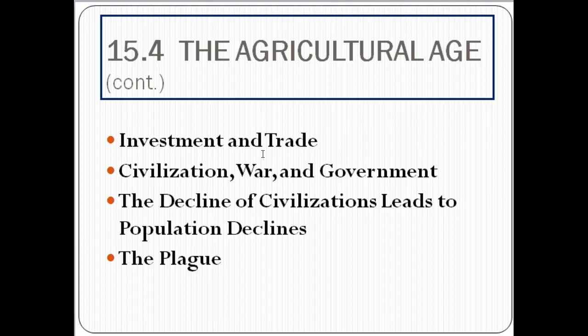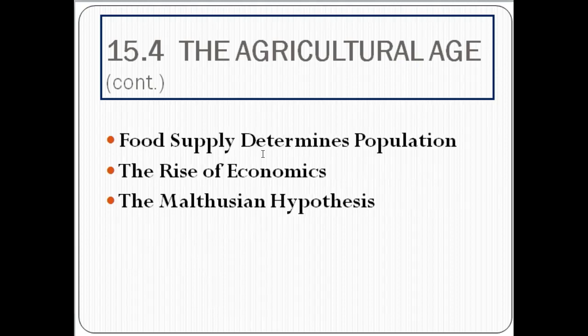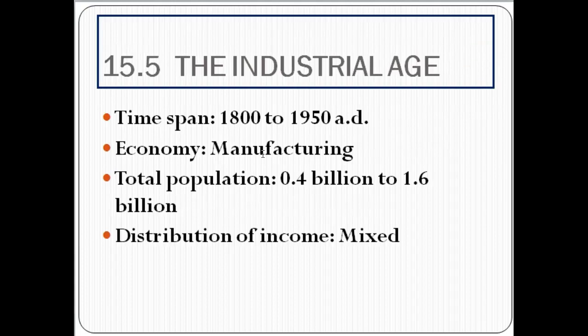The Malthusian hypothesis basically said that food supply is a constraint to population growth. More people is going to lead to less productivity because of crowding, because there's only so much to go around. So that's the agricultural age.